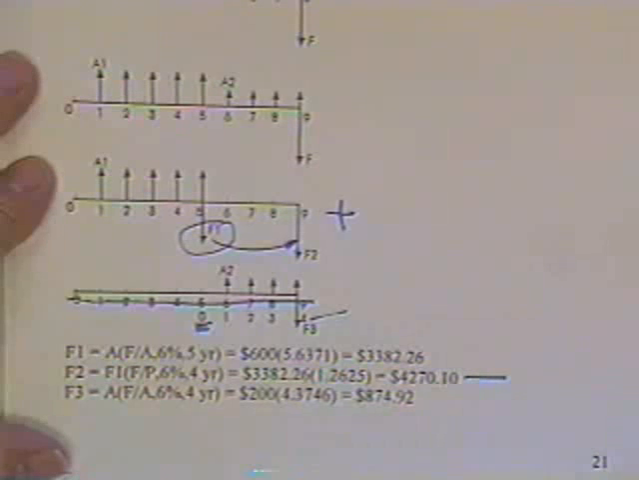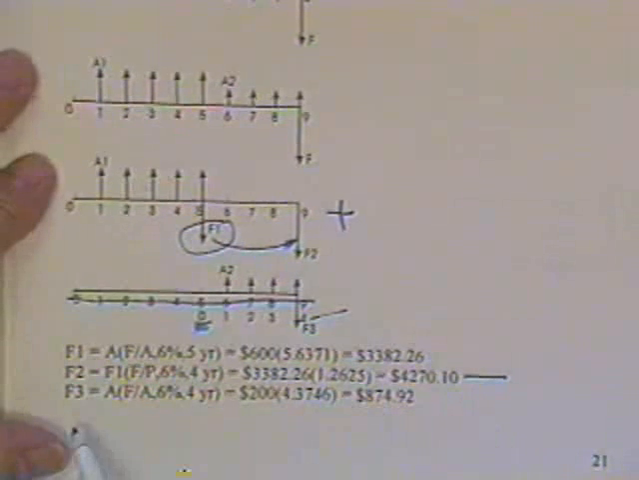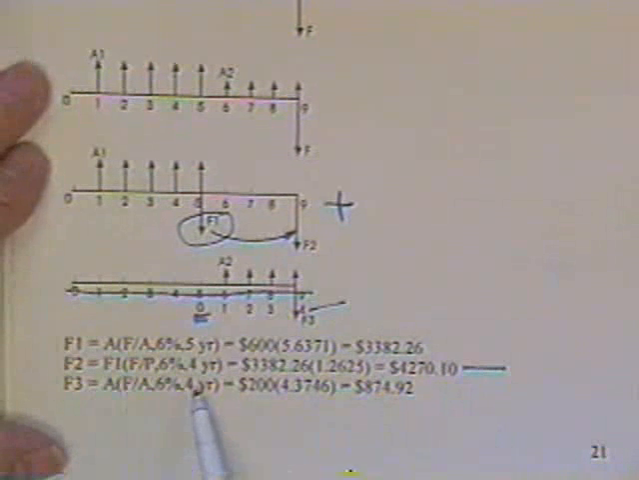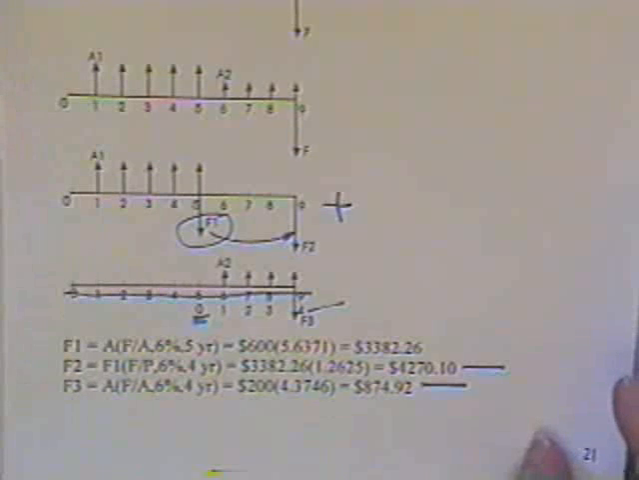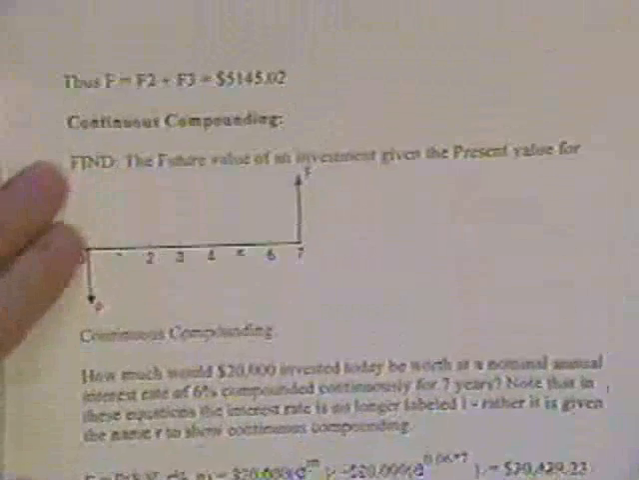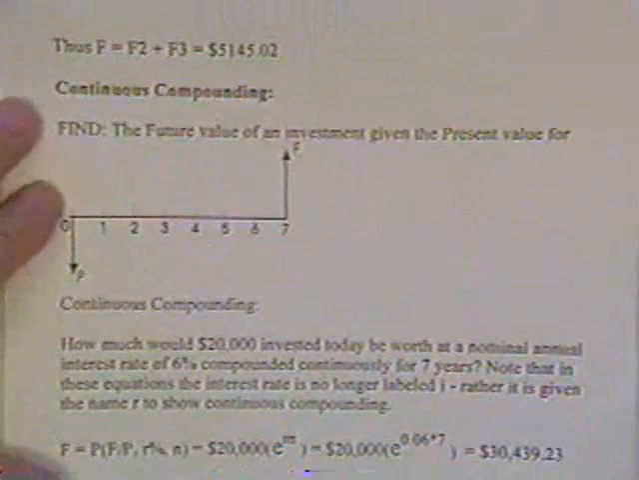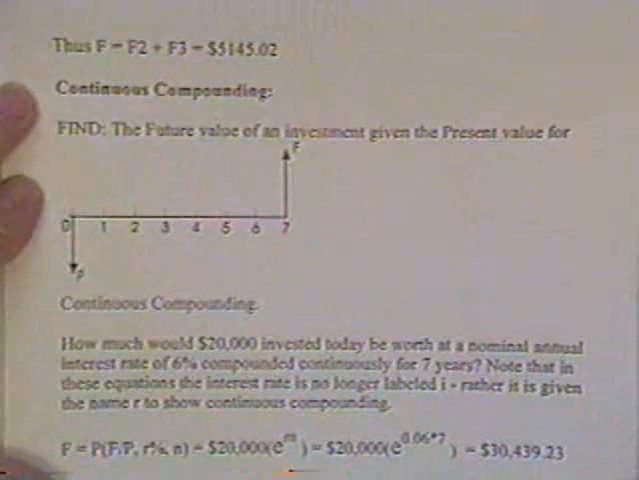Now you have $4,200 and $4,270. That's how much the first one's worth, period. Now then, the second one is done the same way. It goes forward 4 years. It's worth $874. The answer should be the sum of these last two numbers. Looks like about $5,100. And that is what we get, $5,145.02.